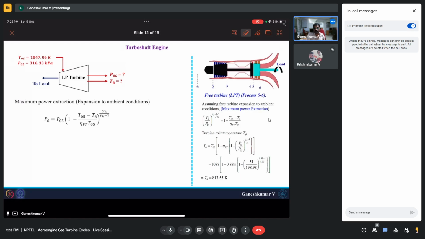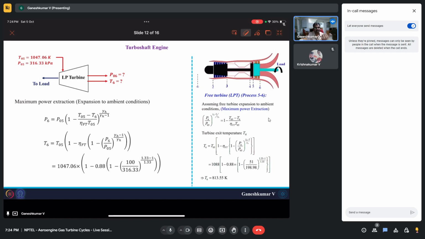Maybe before that you rearrange this equation such that you get T6. Why do we need T6? We are interested in finding power, and the power is going to be m dot Cp into T05 minus T6. That is what gives me the amount of work done, or power extracted from the engine. So that's the reason we need to find T6. Here we are not finding the velocity of the exit. All these things are not our interest, so please remember that.